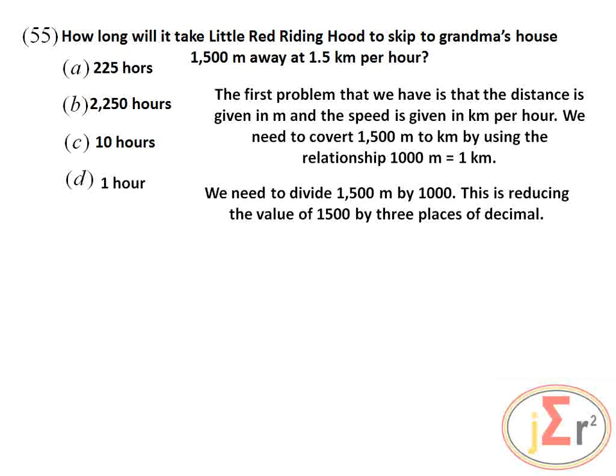Therefore, we need to divide 1,500 by 1,000. This is reducing the value of 1,500 by 3 decimal places. And we are going to do that very quickly. Let's go, Jerry.